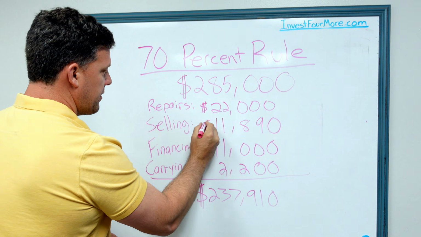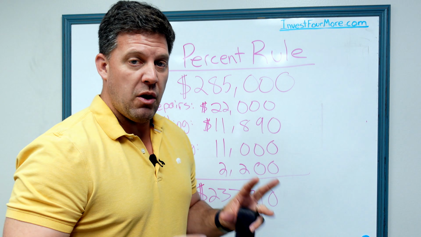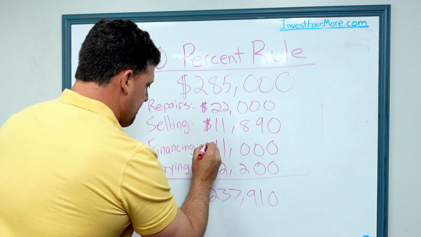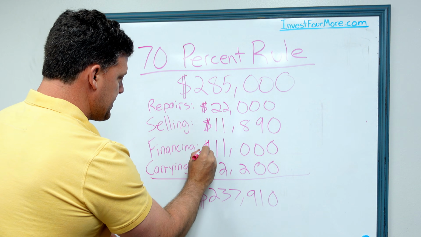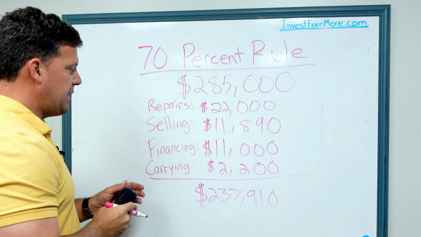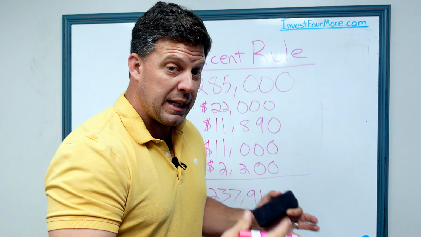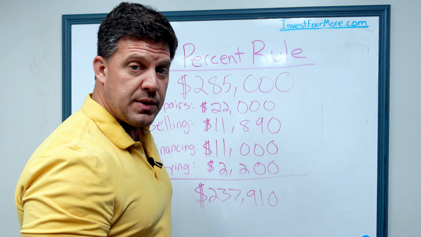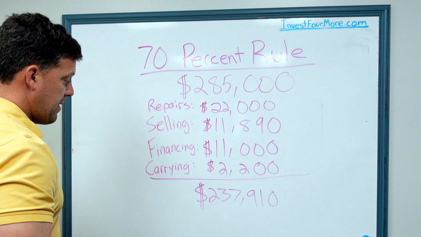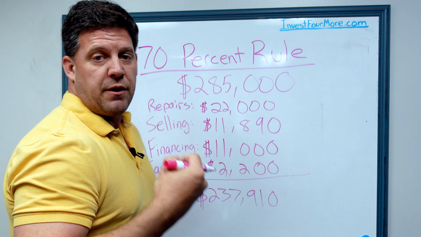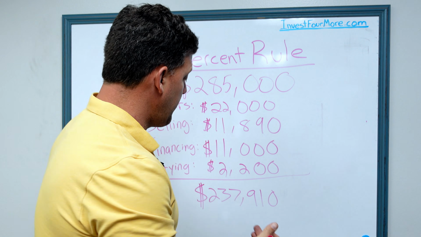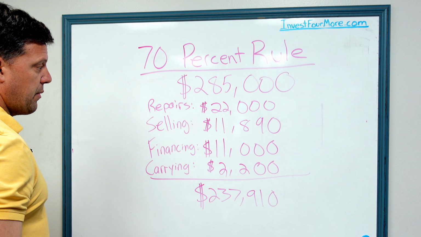The selling costs were $11,890. Again, I go over these in detail in that other video, but that's paying a real estate agent, closing costs, title costs, some other fees that are in there. Our financing costs were $11,000. We used private money to finance this property. We sold it very quickly, just in a few months, so that helped the profit numbers. And our carrying costs, we pay for homeowners insurance, property taxes, utilities, maintenance while we own the home. That's what those were as well.